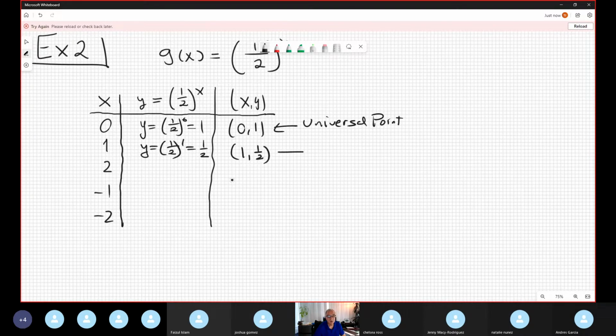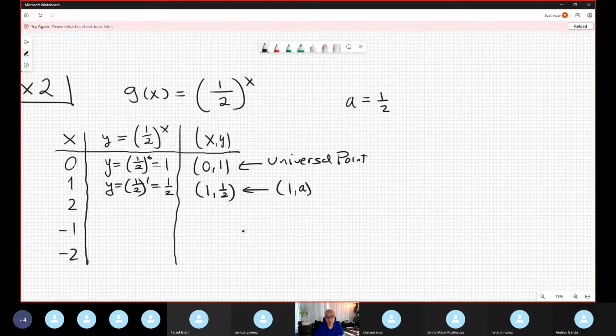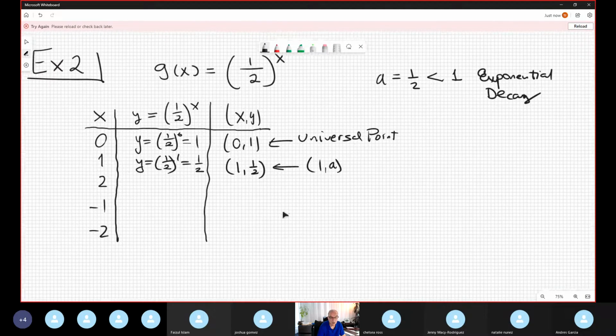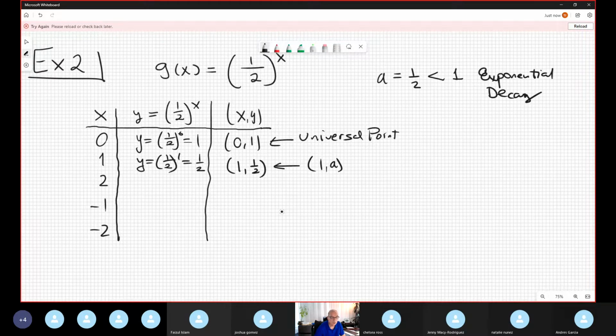By the way, this matches perfectly with the idea of 1, a, because our base is 1/2. Oh, you say, professor, when the base is less than 1, it's exponential decay. Okay, let me try to understand what that is. Decay is synonymous with decreasing, you say. Okay, in the graph I can see. And for 2, it is 1/2 raised to the second power. 1 squared is 1 and 2 squared is 4, and the point would be 2, 1/4.